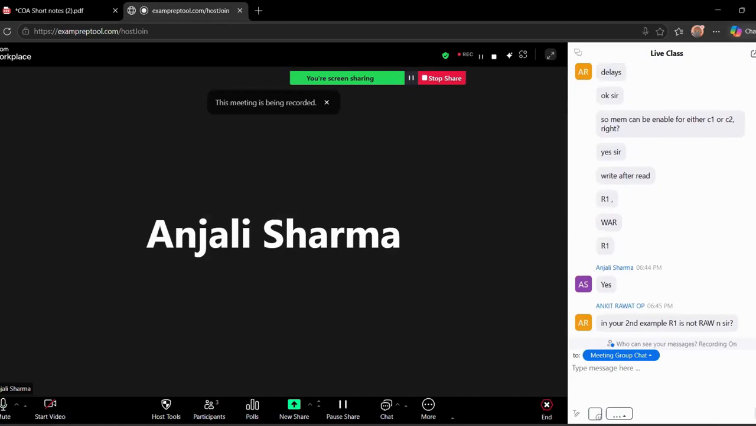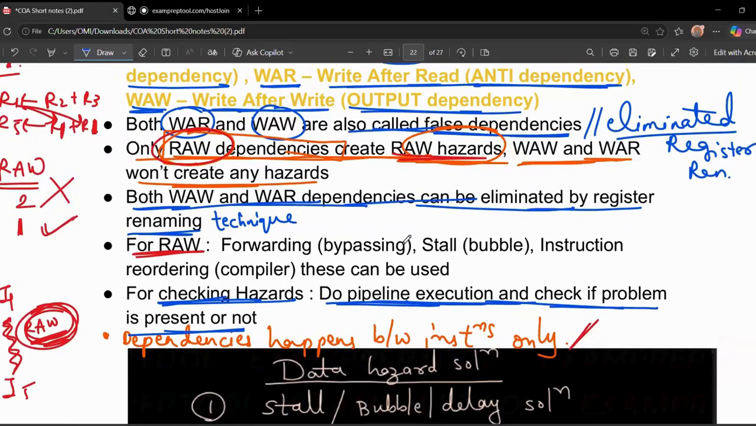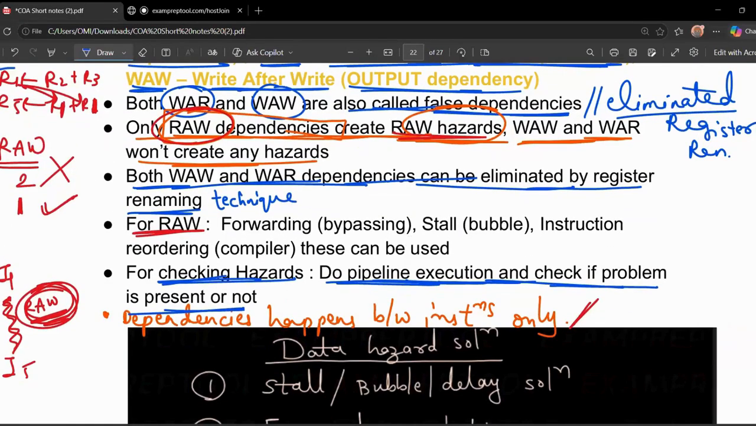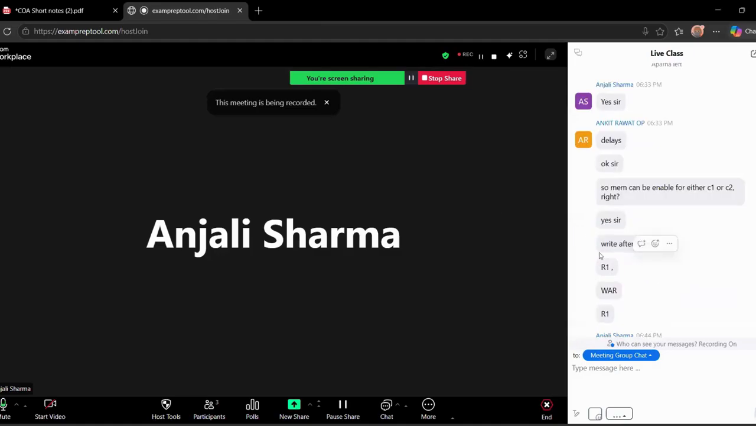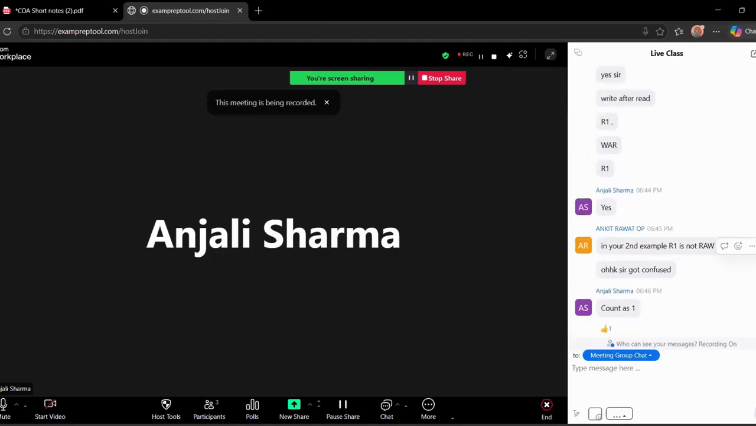So there is one question in your second example. I1 is RAW dependency only, right? Not two dependencies, but only one dependency between the I1 and I2 instructions. Someone might say there are two, but no, only one. So that's what I have written here: dependency happens between instructions only.